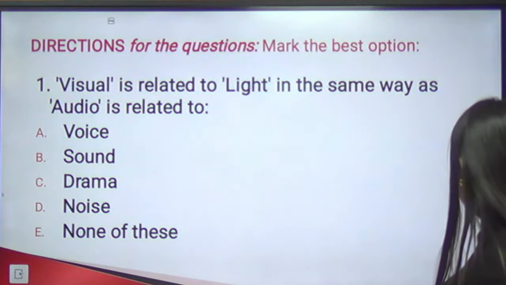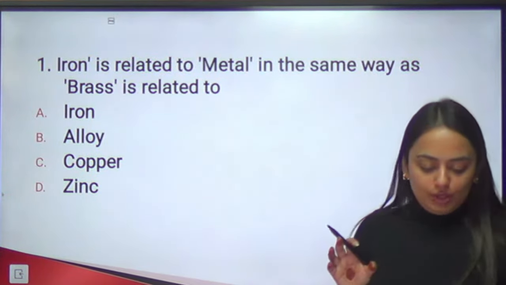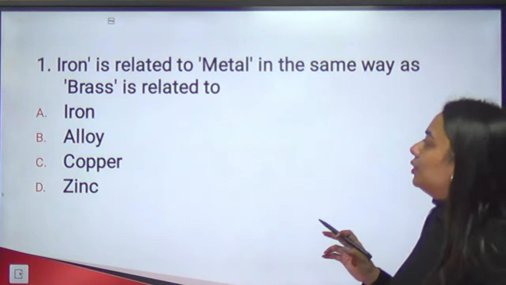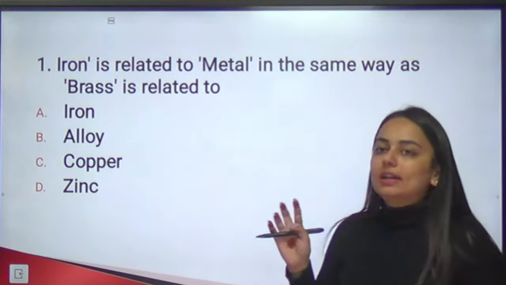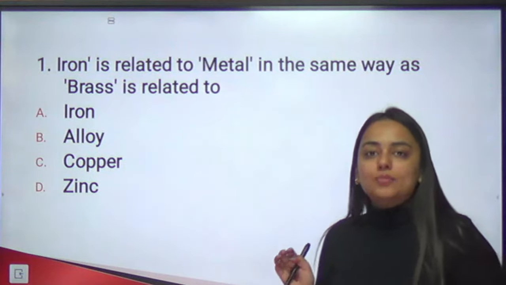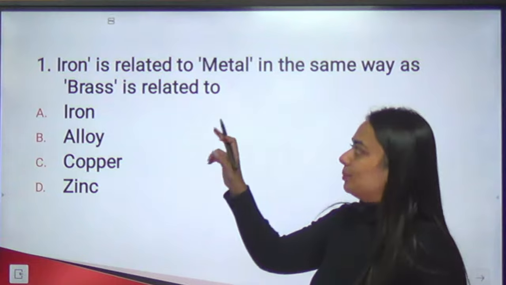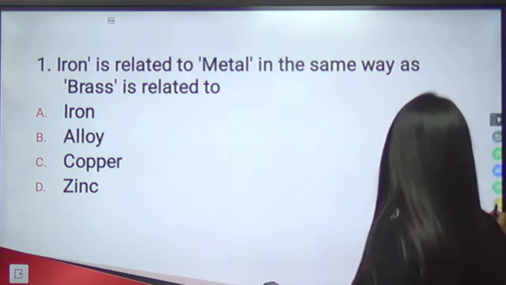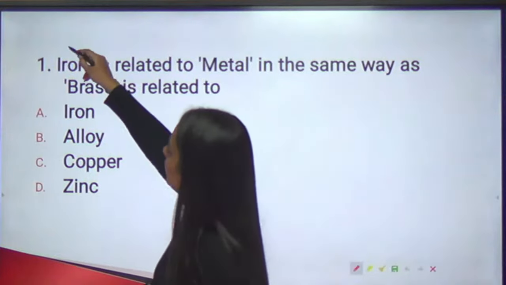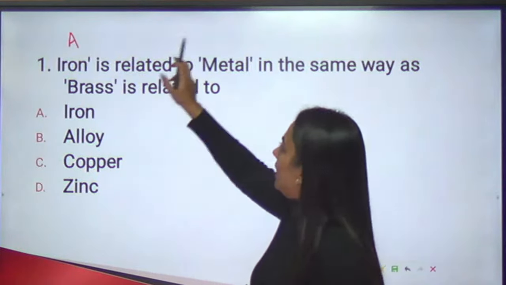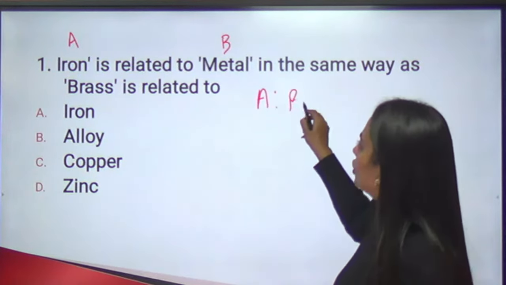Let's move on to the next question. So these are analogy questions we are doing, right? Iron is related to metal in the same way as brass is related to. तो iron हम सबको पता है कि एक टाइप का मेटल है. So what is the relationship here? अगर मैं इसे लिखूं, let's say I suppose iron is A, metal is B. तो A is to B का relationship क्या है?